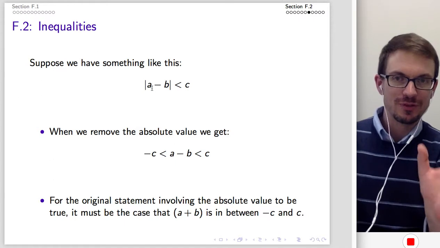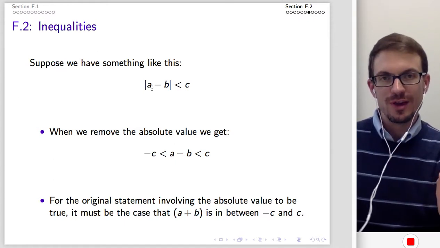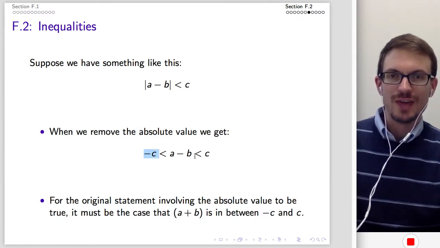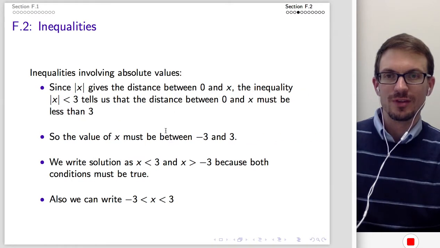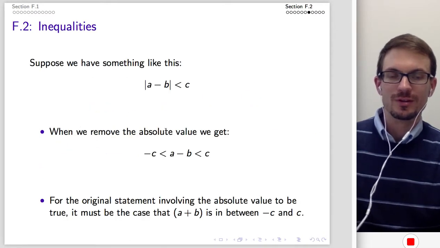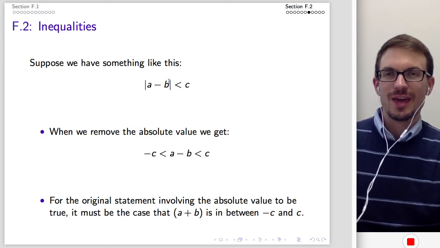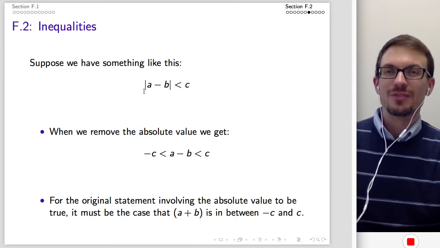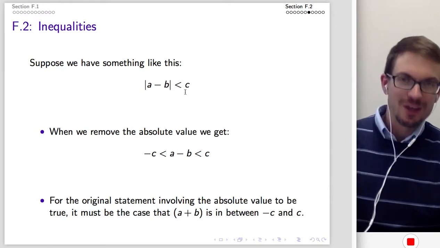Suppose we have absolute value of a minus b less than c. When we remove the absolute value, we can get this statement. Negative c is less than the quantity a minus b is less than c. Think back to what we did here to why this makes sense on these two examples, working with real numbers. Right? What this is telling us is that, well, a minus b could be positive, in which case it's got to be less than c, or a minus b could itself be negative, but in absolute value we'll make it positive, and then it's got to be less than c.